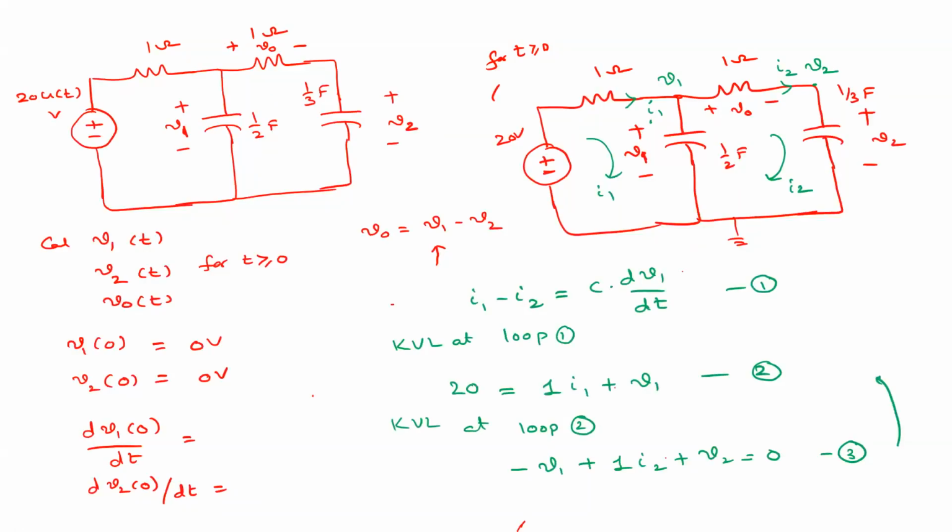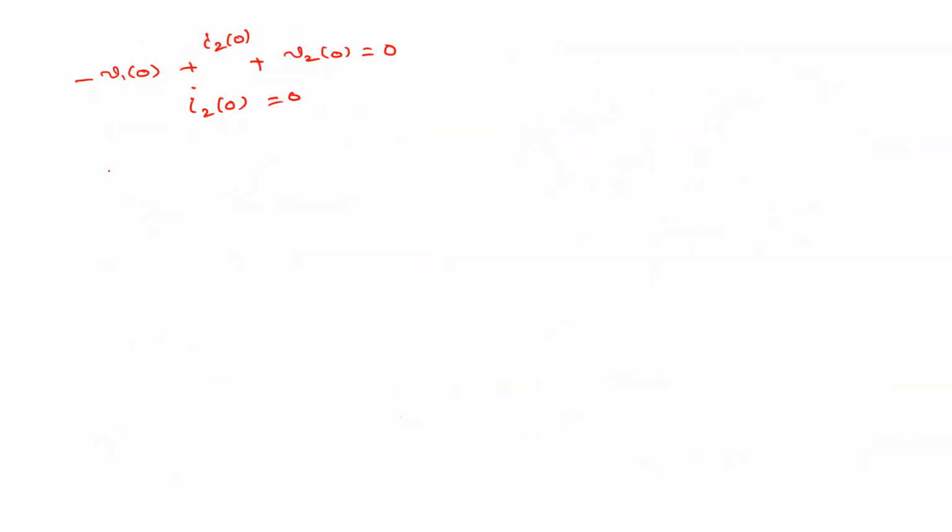So what is the other way to obtain this one? I1 of 0 equals 20. From this, as you are saying, we have 20 equal to I1 of 0 plus V1 of 0, right? So from this, I1 of 0 is 20.